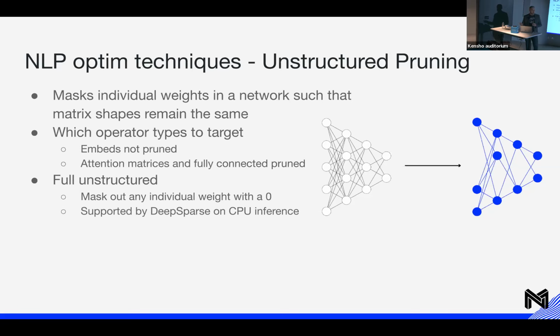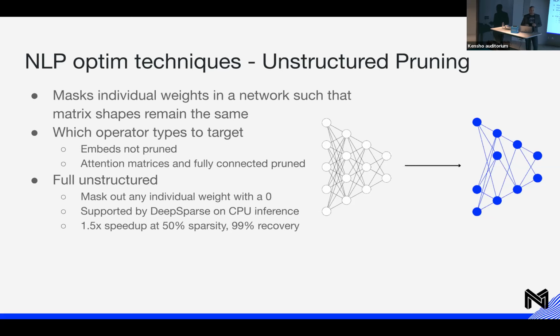This is supported by DeepSparse on CPU inference. This is a free to use product out of the company I work for, Neural Magic, where we get speed up from these sparse networks. Generally, we can get about 1.5x speed up at 50% sparsity and 99% recovery. This is before distillation.